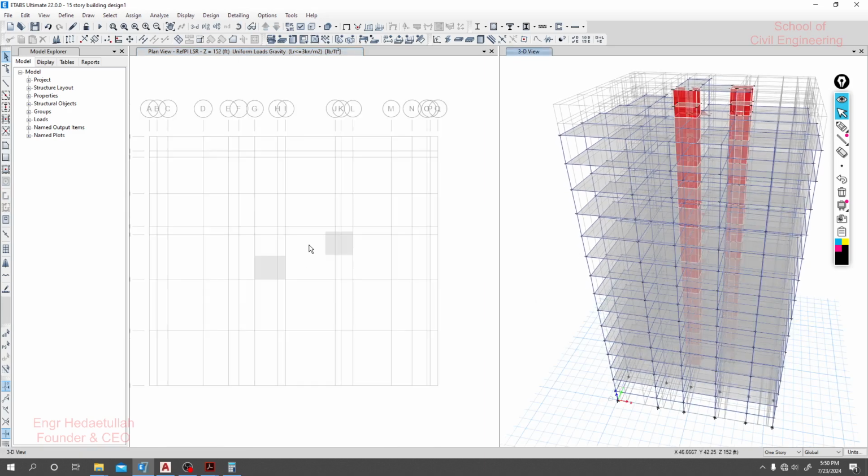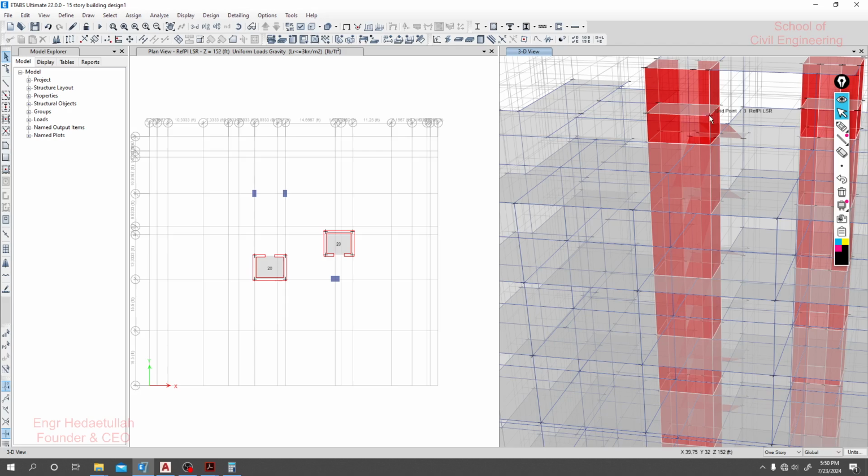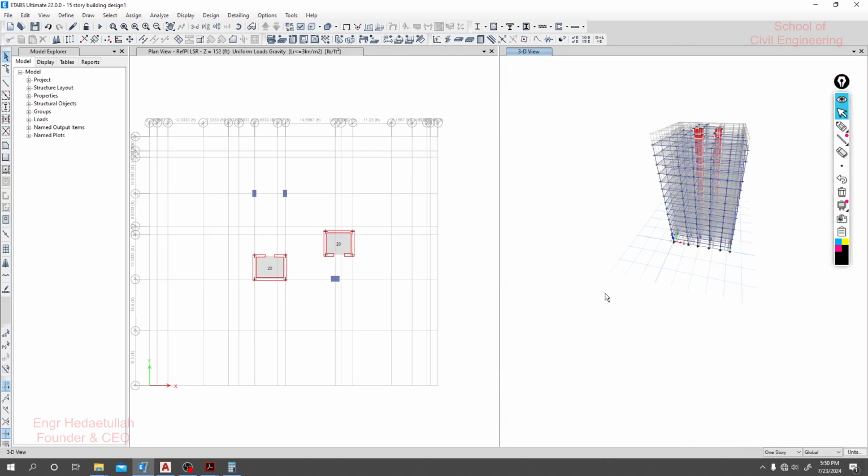So we have applied all of our load. See here, this is your slab portion. We have applied all of our required load perfectly. Now we'll go for earthquake and wind load, and then we'll go for analysis of our model. So thank you very much.